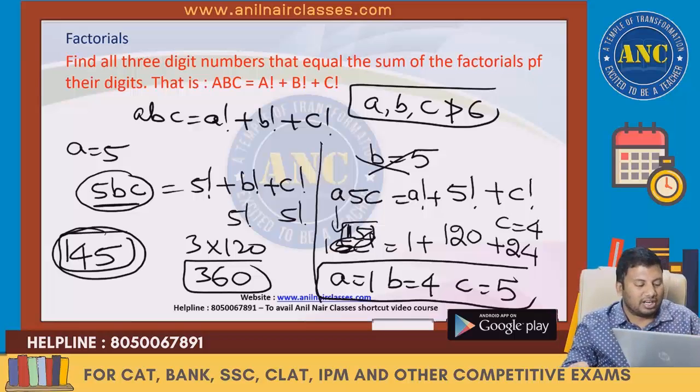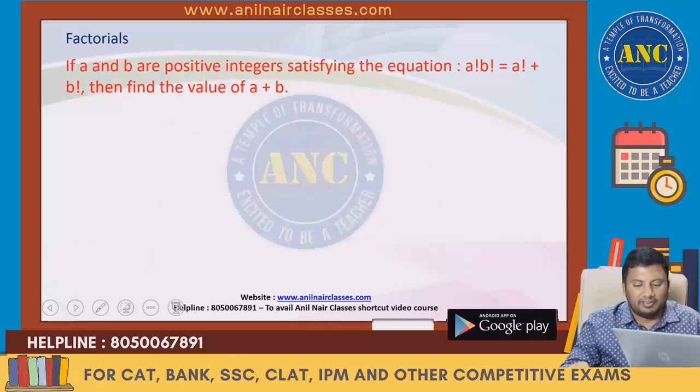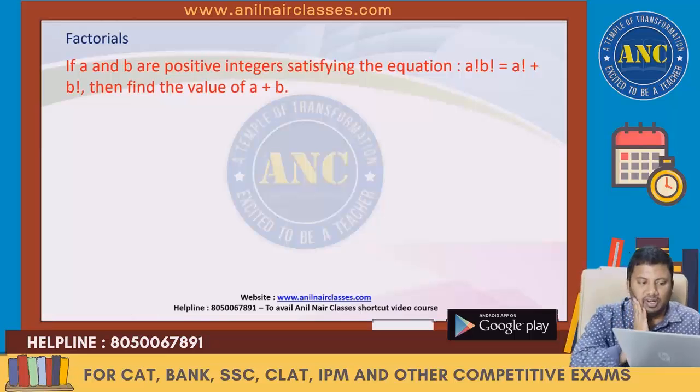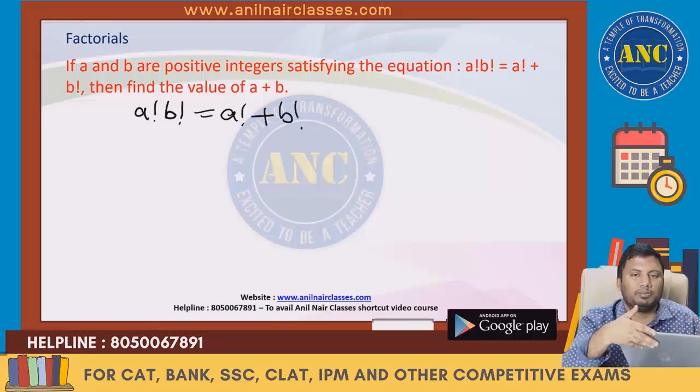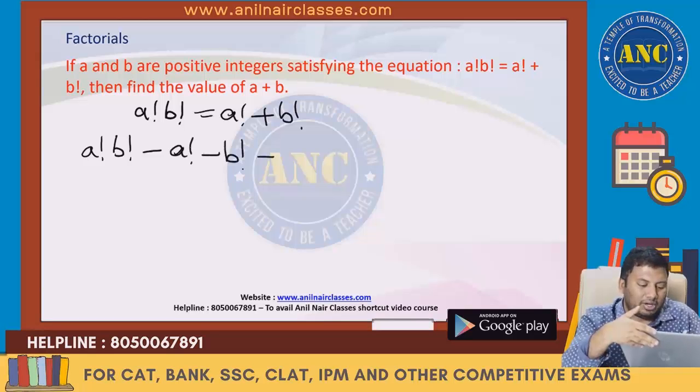Analyze this question again. If it is not clear, ask me in the evening. Again, I will discuss. Now, next one. If a and b are positive integers such that a factorial into b factorial is equivalent to a factorial plus b factorial, then a factorial b factorial minus a factorial minus b factorial is 0.